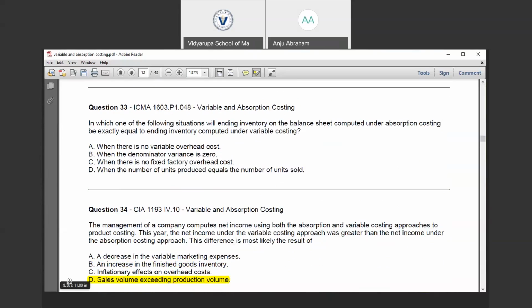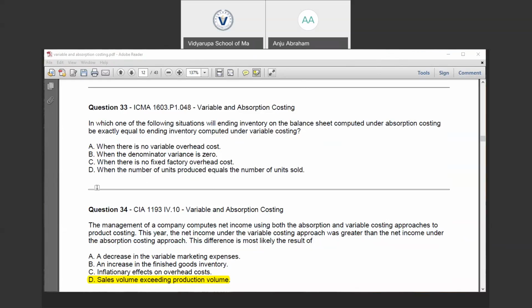Option A, when there is no variable overhead cost. Option B, when the denominator variance is 0. Option C, when there is no fixed factory overhead cost. Option D, when the number of units produced equals the number of units sold. In which situation would the ending inventory value under both variable costing and absorption costing be the same?